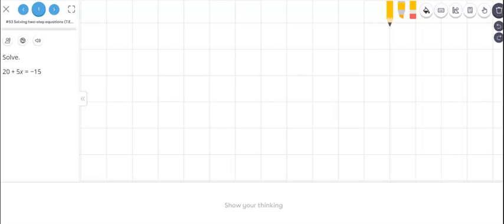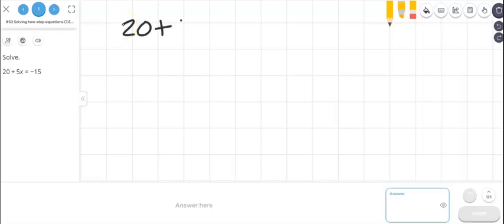All right, this is homework number 53. Hopefully you're good at two-step equations because we added distributive property to it. So we have 20 plus 5x equals negative 15.